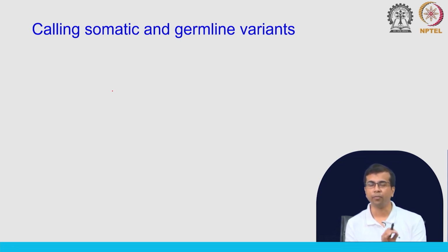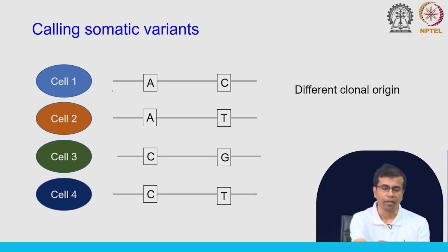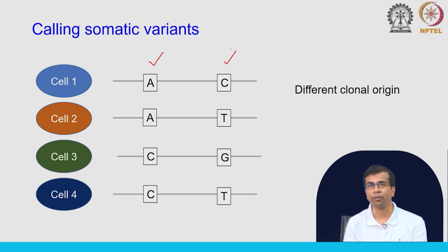We can use the definition that we just used. Let us look at how you actually call somatic variants. If you consider these 4 cells, and these 4 cells have different variants in certain positions, these variants will be called somatic variants. We are giving examples of 2 positions here. In one position, cell 1 and cell 2 have an A, which is a change compared to the reference sequence, that is what we are assuming, and cell 3 and cell 4 show a C base.